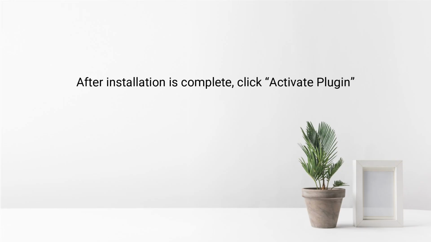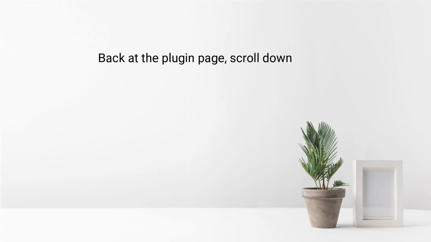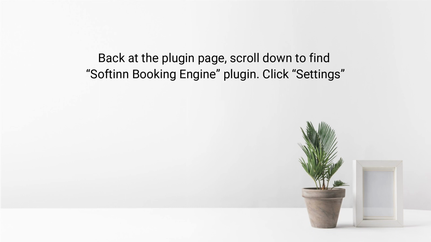After installation is complete, click Activate Plugin. Here is the Activate Plugin button. Back at the plugin page, scroll down to find Softinn Booking Engine plugin. Click Settings.